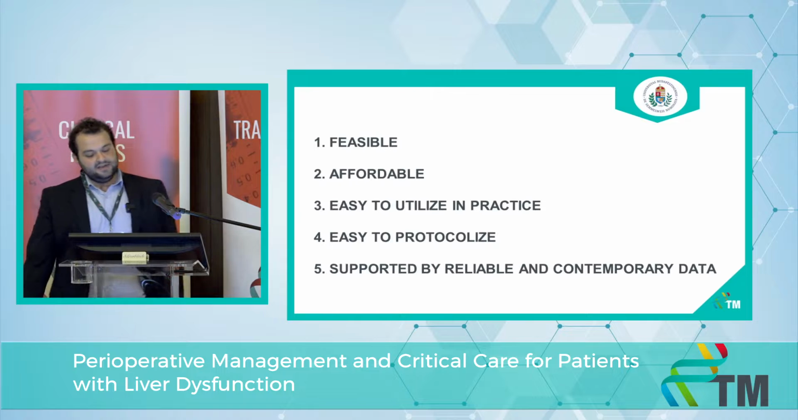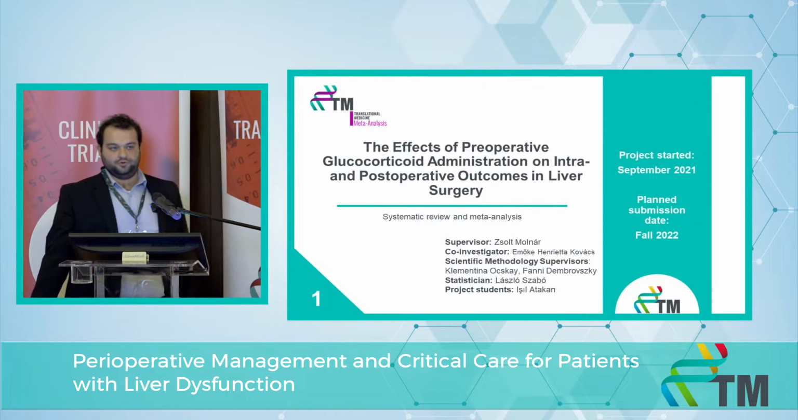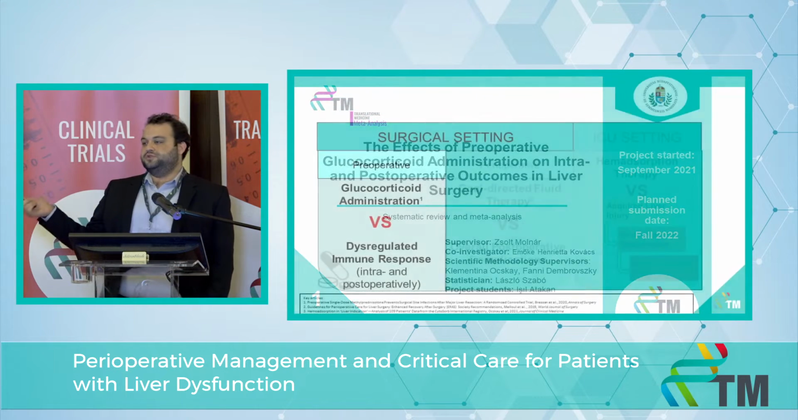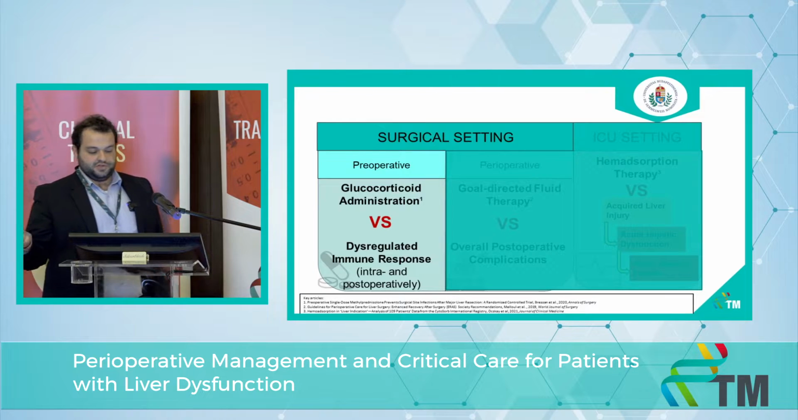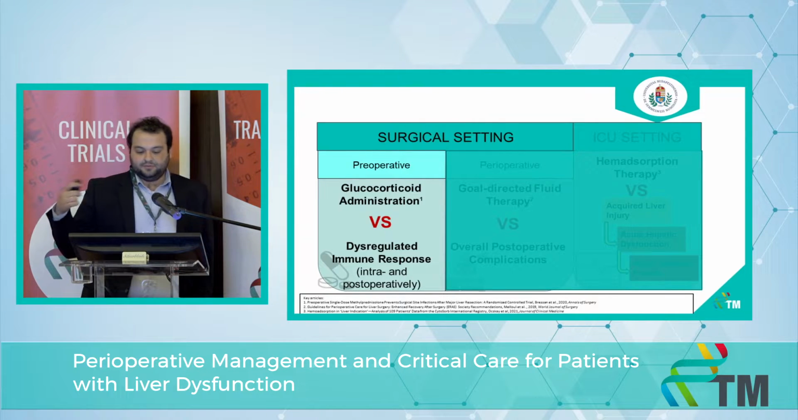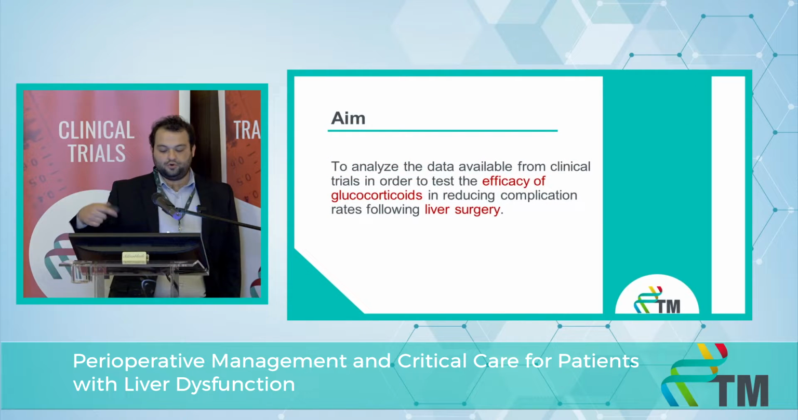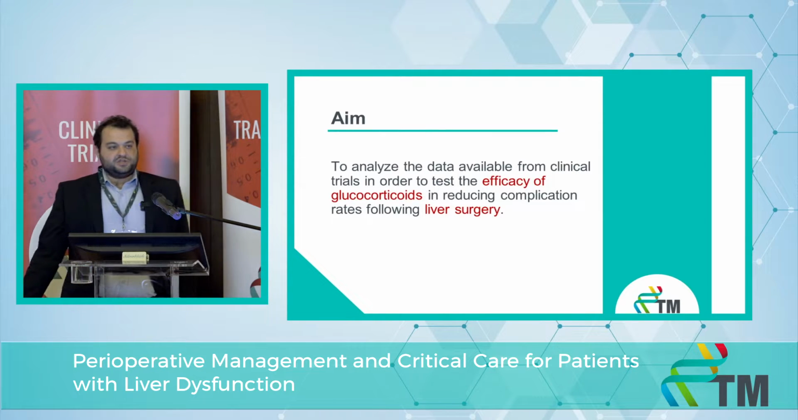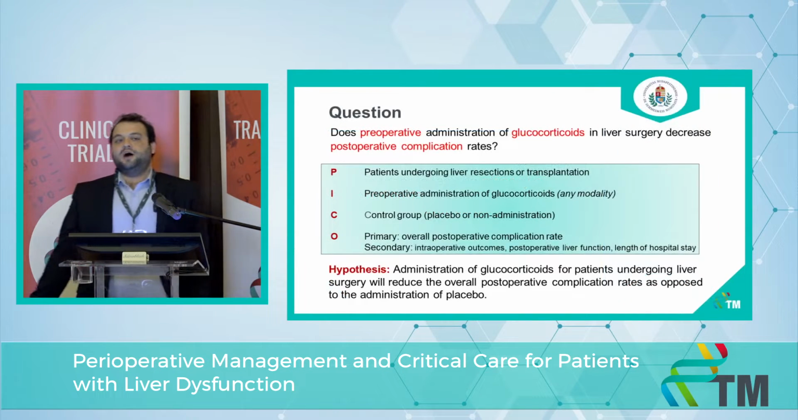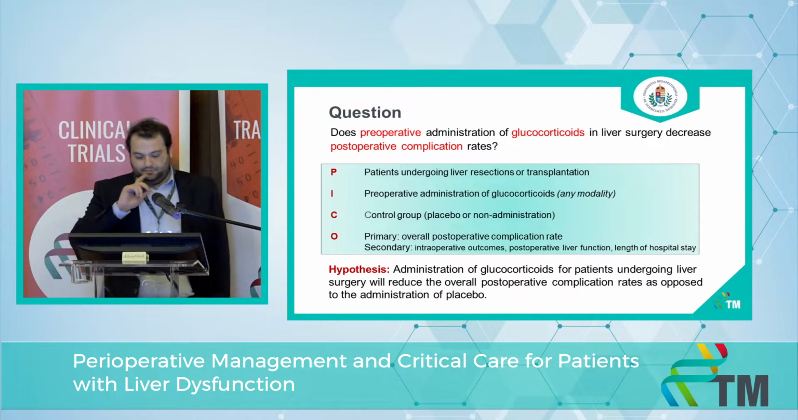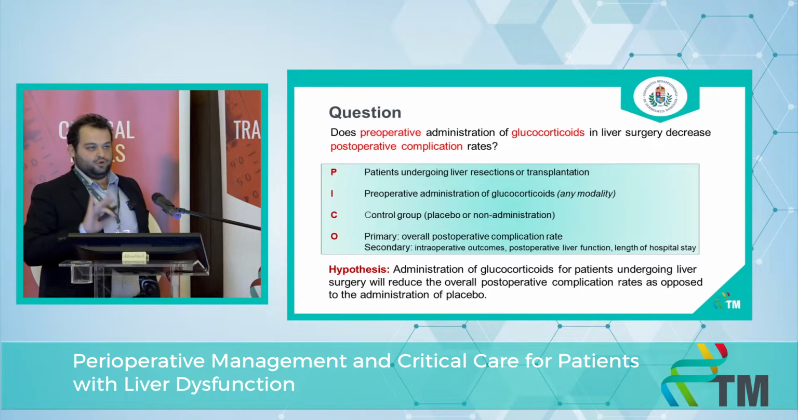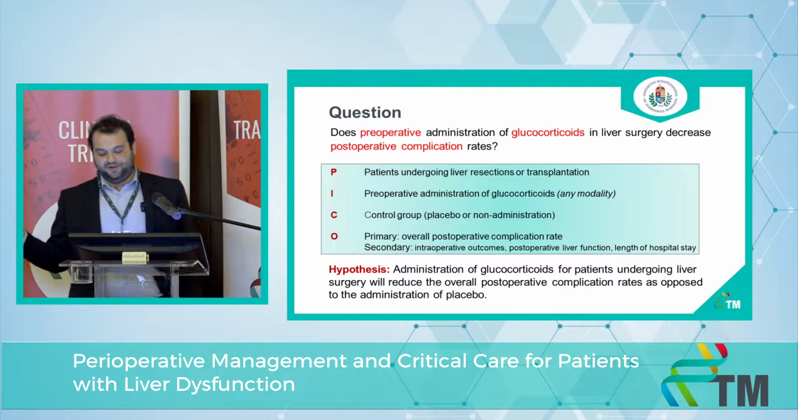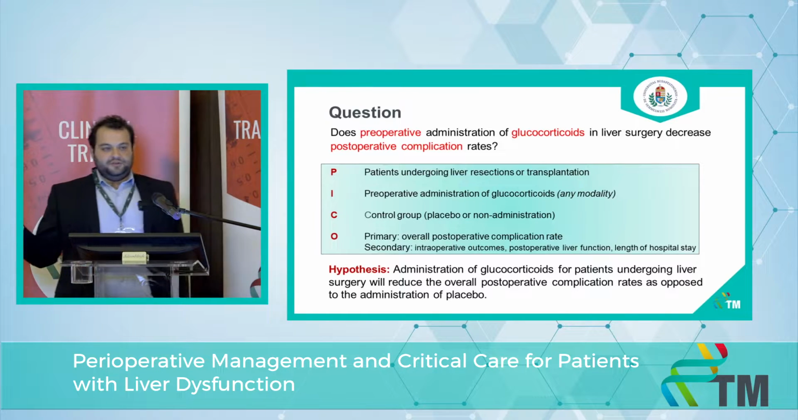Now, my first project is about the preoperative administration of glucocorticoids. This is against the dysregulated immune response that we see in liver pathophysiology. Our aim here is to analyze the data available from clinical trials in order to test the efficacy of glucocorticoids in reducing post-operative complication rates. This is our question, whether the rates are going down or not, and we hypothesize that they will. We are administering any kinds of glucocorticoids, natural or synthetic, and we are primarily interested in the overall post-operative complication rate. We did our systematic search in 3 databases.